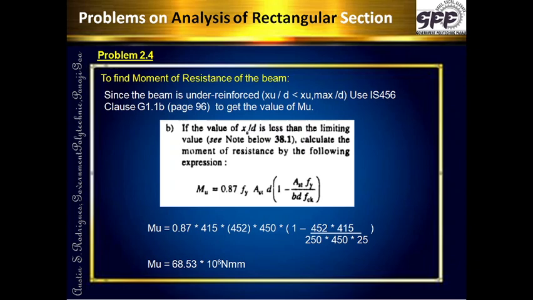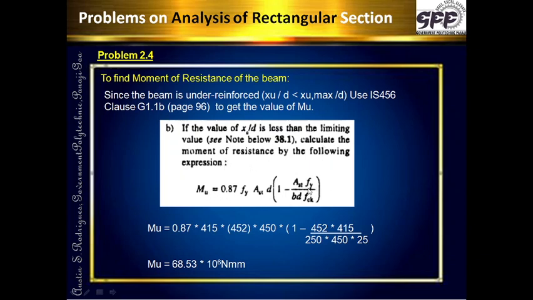Now coming to the next part which has been asked over here, the moment of resistance of the beam. Since the beam is under-reinforced, that is Xu by d is less than Xu max by d, we use IS 456-2000 clause G-1.1b, on page 96, to get the value of Mu, wherein it is said, if the value of Xu by d is less than the maximum value, calculate the moment of resistance by using this formula.